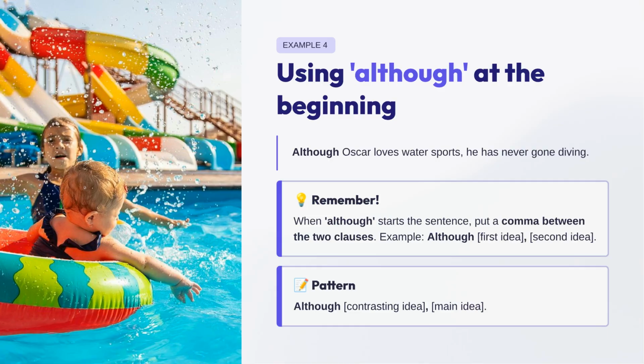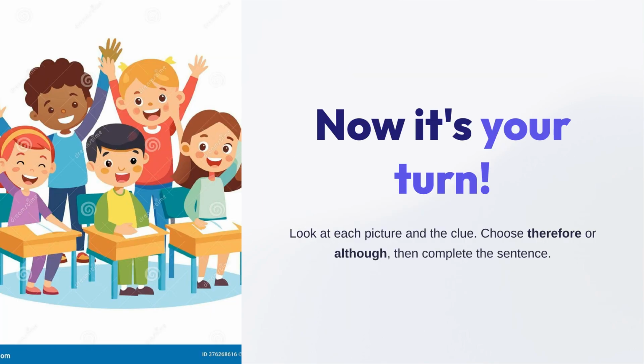Look at the sentence. Although Oscar loves water sports, he has never gone diving. Remember, when although starts the sentence, always put a comma between the two clauses. Our pattern is although, contrasting idea, main idea. Now it's your turn. Look at each picture and clue carefully. Choose whether to use therefore or although and complete each sentence.